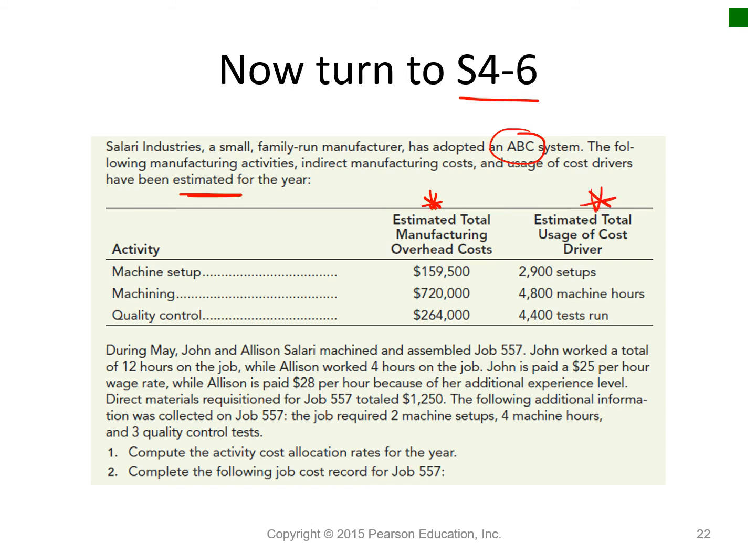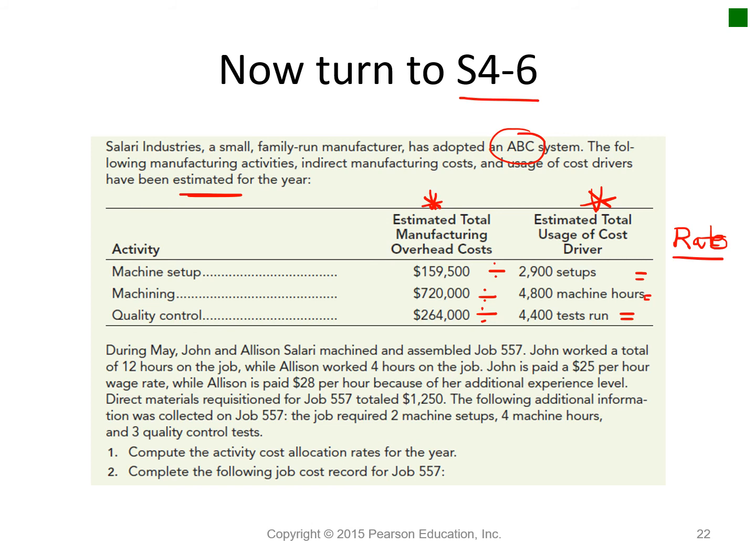Just as you sit here and look at this, if you were going to calculate some overhead rates, you're going to have three of them. You'll have one for machine setup, one for machining, machine hours, and one for quality control. All you're going to have to do is literally divide to get the rate. They're going to set these up for you in this format, so it's going to make it nice and easy. Now, continue to read.